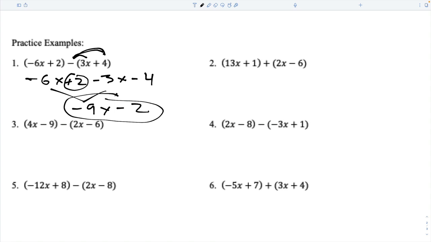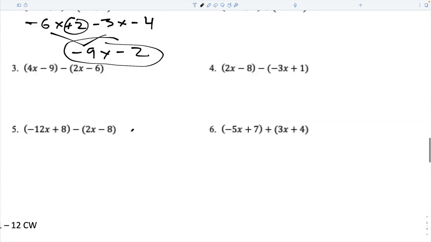You're going to do 2, 3, 4, 5, and 6 on your own in the next 5 minutes. If you need to check with a partner because you're getting it wrong or you're kind of stumped, I'm okay with whisper talking. 2, 3, 4, 5, and 6.